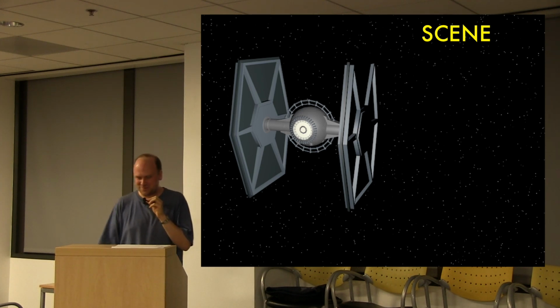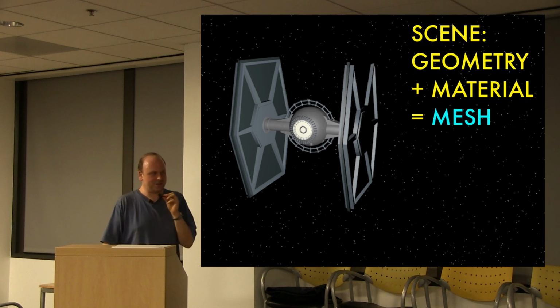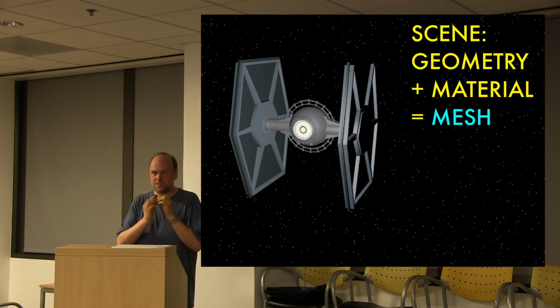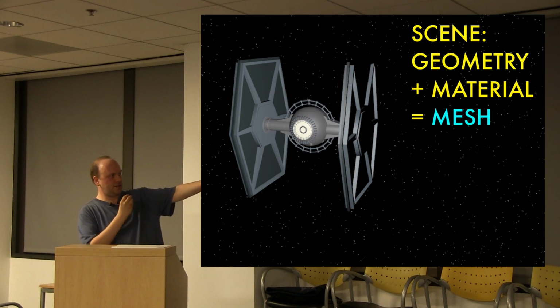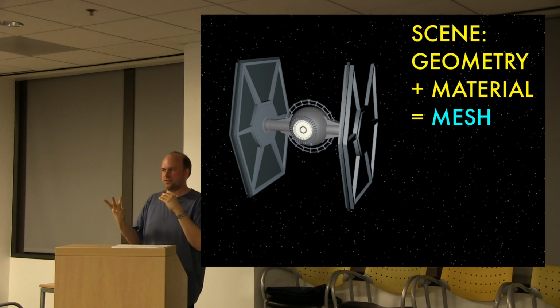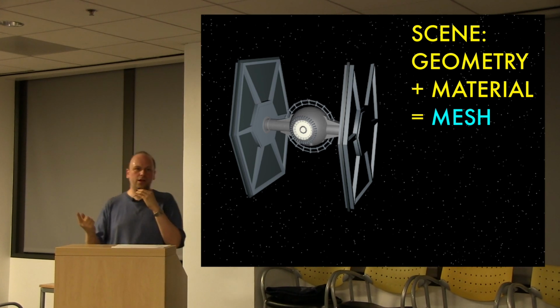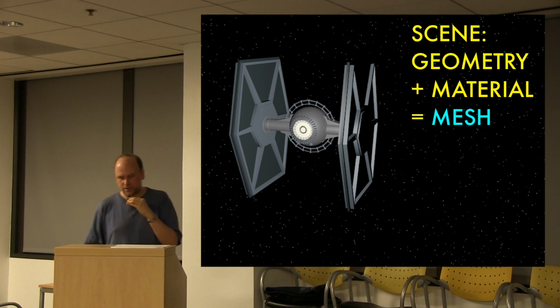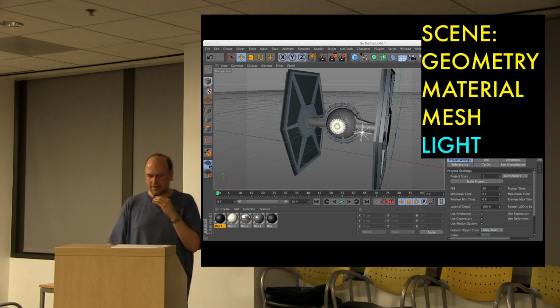This is a scene, right? This is just the term. And the first thing you do to create a scene is you add a material to a geometry. So you see how the TIE Fighter has parts of it that are gray and parts of it that are black and parts that are sort of a glowing white. So those are three different materials applied to the same geometry. And when you have a combination of at least one geometry with at least one material, you have a mesh. Okay? And then you add a light.